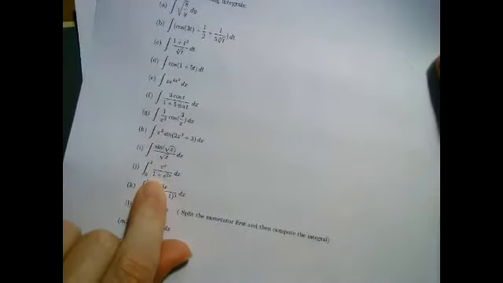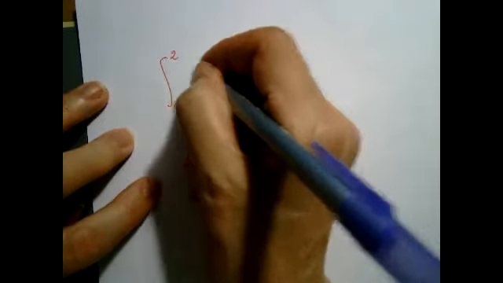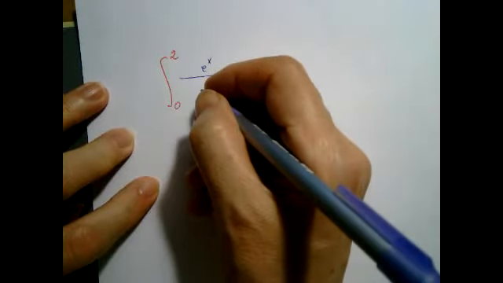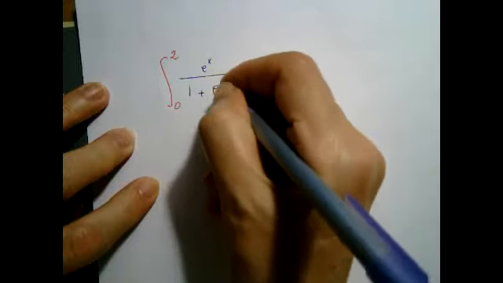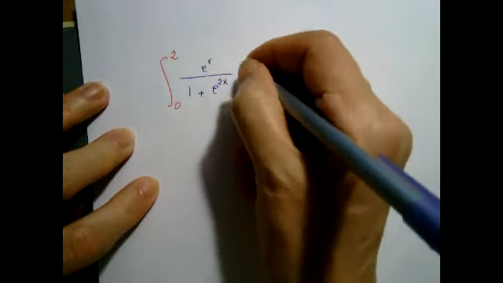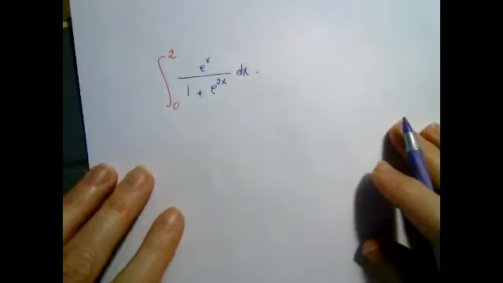Okay, where is it? Right here. All right. Integral from 0 to 2 of e to the x divided by 1 plus e to the 2x dx. Okay. All right. How shall we do that?